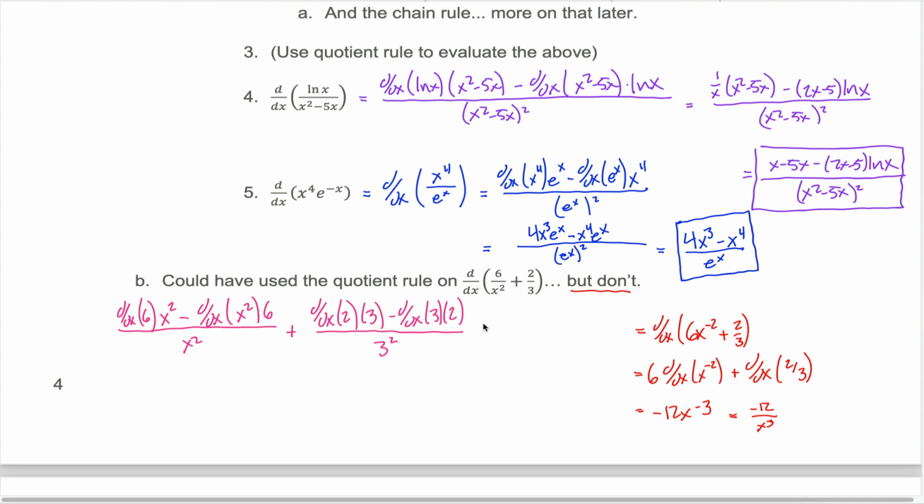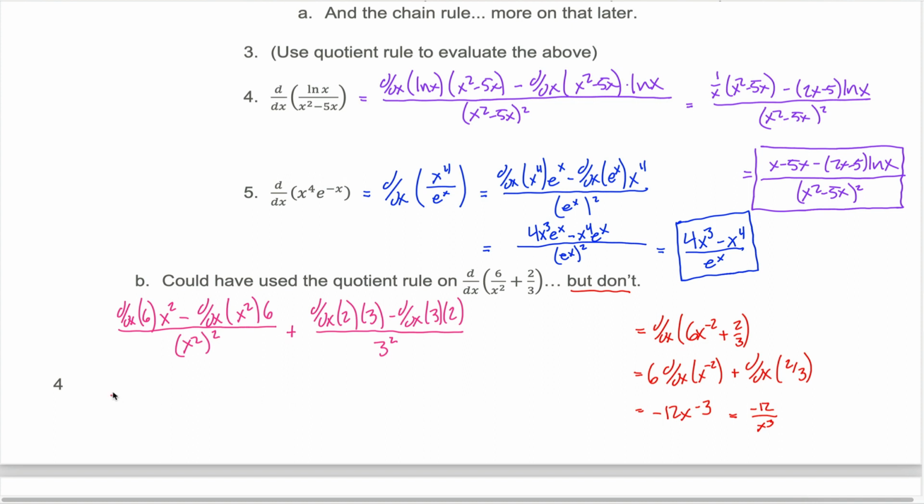If you're paying really close attention, you might notice that I made a mistake. I don't want to go back and re-record. The quotient rule tells me that I have to divide by the denominator of the thing that I'm taking the derivative of squared, which is why this wasn't just e to the x, it was e to the x squared. That's why this wasn't just 3, it was 3 squared. That's why this shouldn't just be x squared, it should be x squared squared.